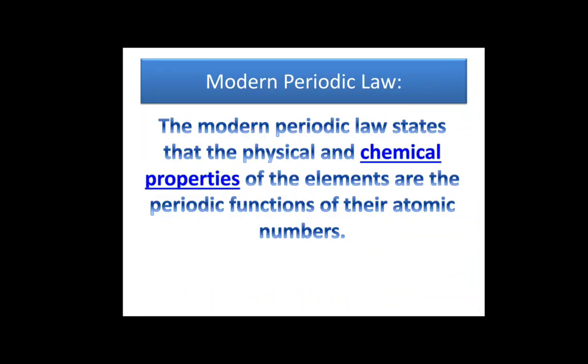So, the modern periodic law. The modern periodic law states that the physical and chemical properties of the elements are the periodic functions of their atomic numbers.